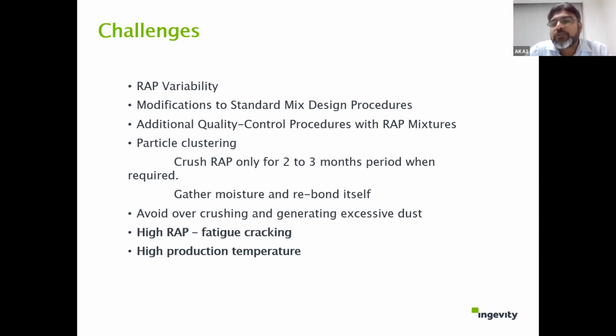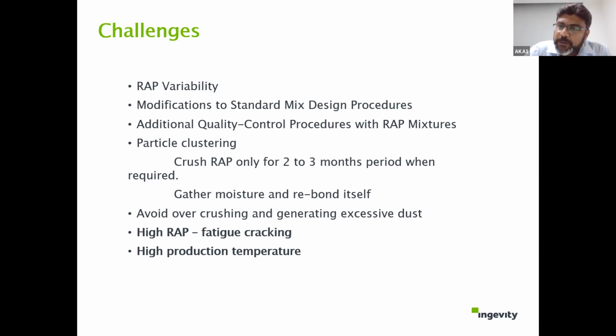Maybe there is a lot of scope still for the specifications that have yet to come up on the recycling part. Control procedures with RAP mixes are a little difficult, again, because there is a lot of variability. This is directly related to the first point we made. And another interesting factor, again related to what we see in the field, is particle clustering. This particle clustering is very interesting.